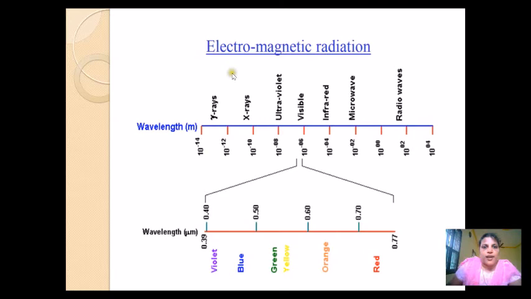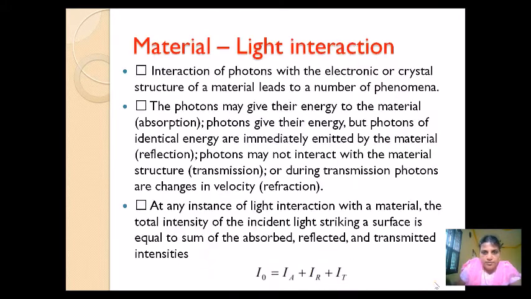So I have given the electromagnetic radiation diagram. You see here, this is the wavelength range of the visible light. Let us study about the interaction of light with materials.